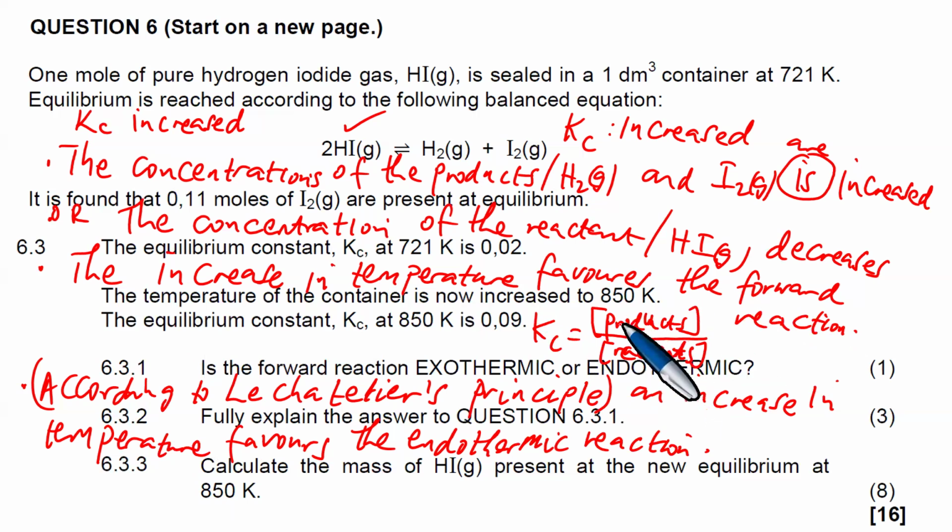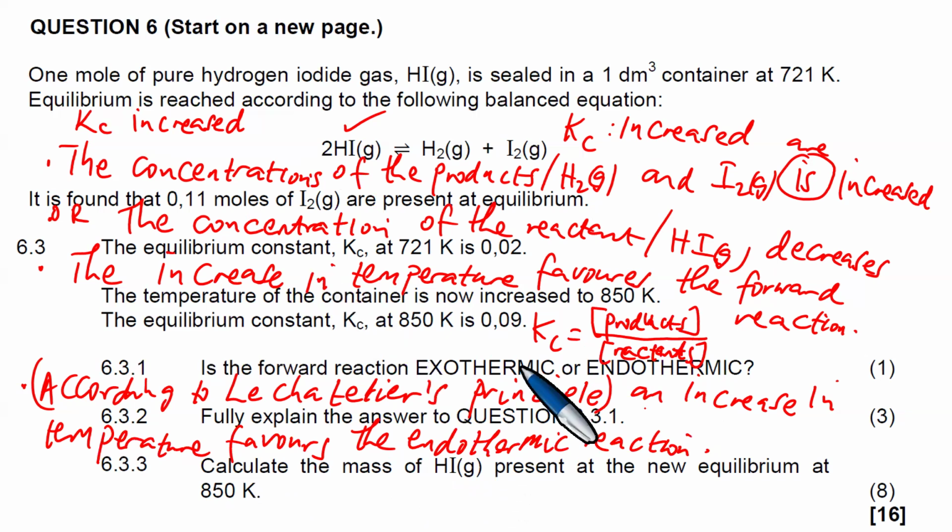How does it favor the forward reaction? Because the KC increased, and KC increase means the products became larger in concentration, and therefore for the products to become larger in concentration, it means that the forward reaction was favored. And there's more we can always say there. Right, according to Le Chatelier's principle, an increase in temperature favors the endothermic reaction.